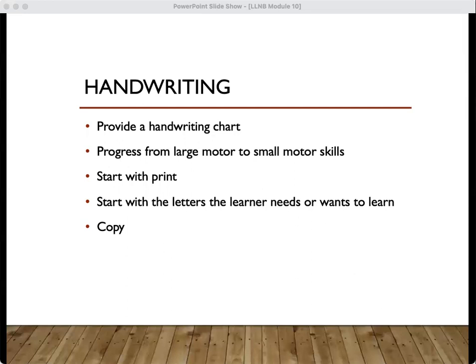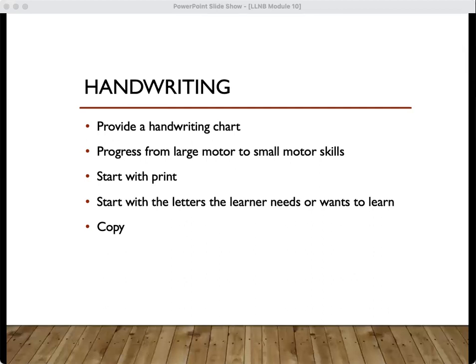You can provide them with a handwriting chart. Keep a handwriting chart available and visible to learners when they're working on any writing activity, and make sure each learner has a copy for home. Preferably, the chart will show the pencil's directions as the letters are formed. We've included one on the resource page for you.